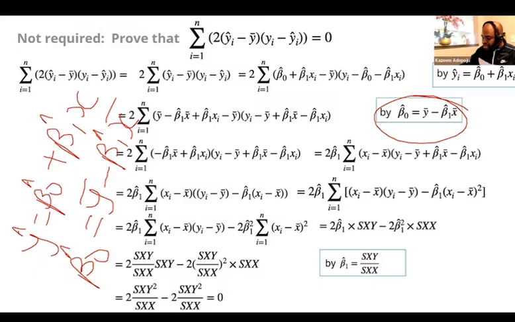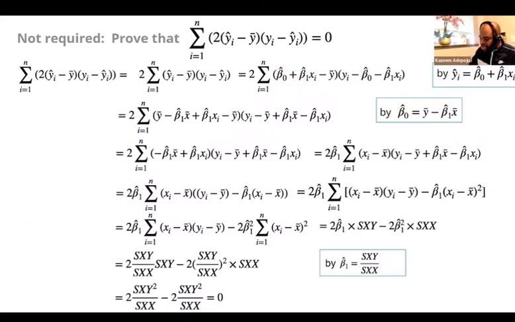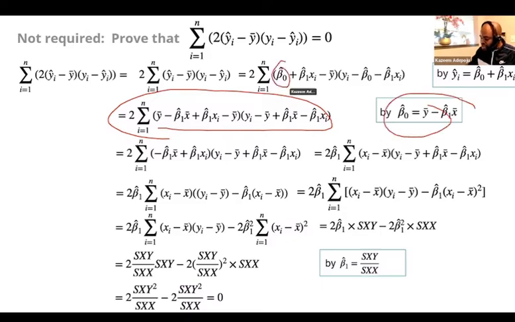Now take a look at this. You got a beta naught cap here. You got a beta naught cap here. Then we're going to plug in this guy, y bar minus, and that is exactly what we just did here. So we've already plugged that in. We plug this into where we have a beta naught cap and beta naught cap, and that actually gives us what we have now.